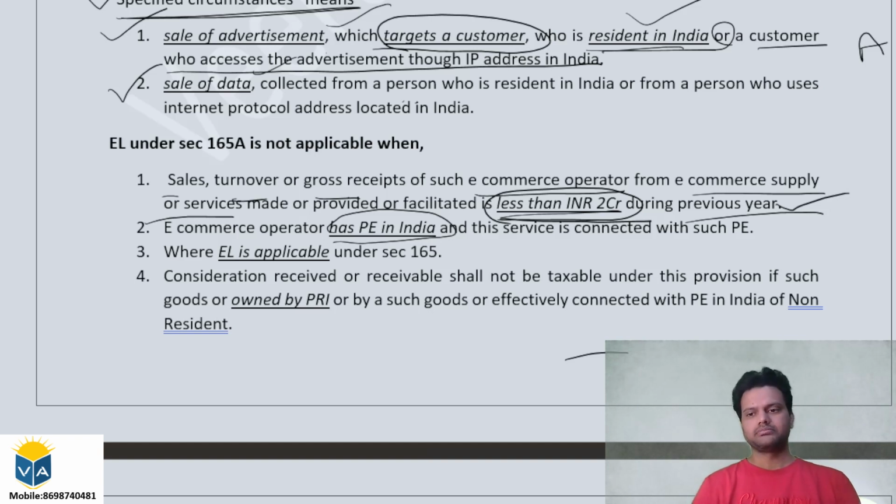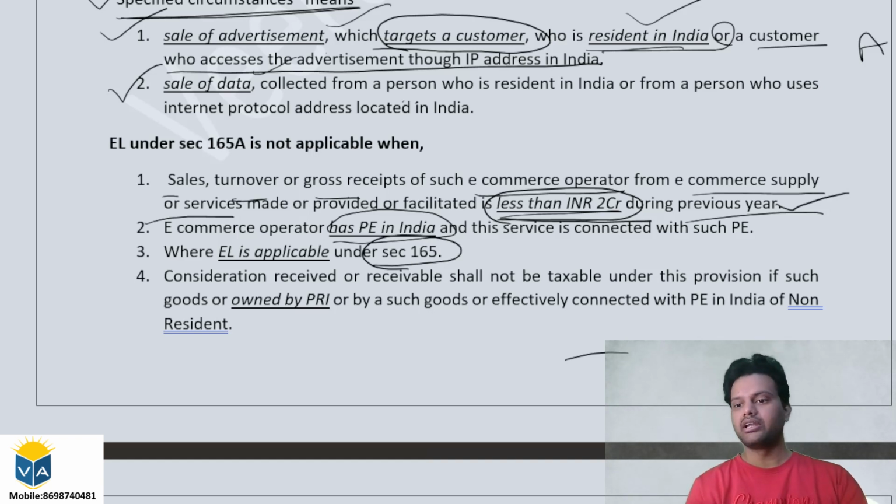Okay, and point number three. Point number three says, in case this particular service comes under the advertisement service on which equalization levy under section 165 at the rate of 6% is applicable, then 165A is not applicable in this case. That means section 165 is priority one. Section 165 supersedes the impact of section 165A. If the EL is applicable under section 165, 165A is not applicable. And the fourth point, I am covering the fourth and fifth relating to the same kind of exception.